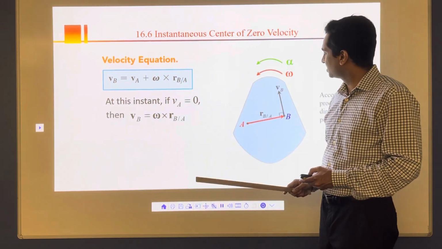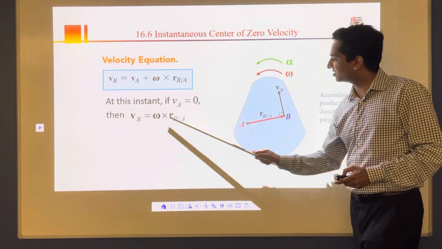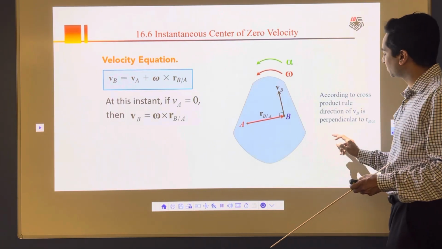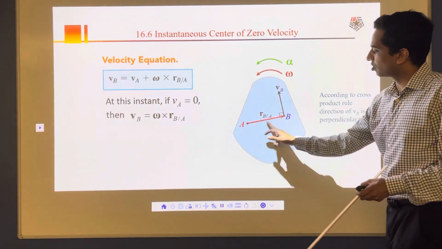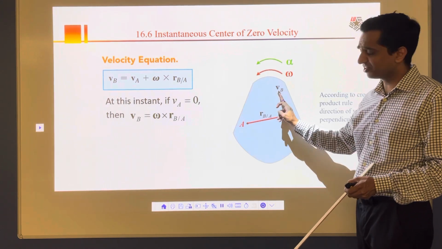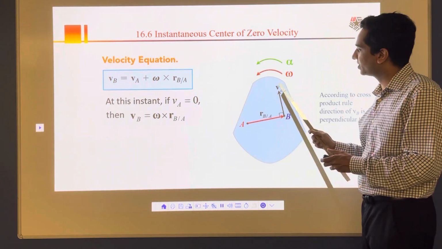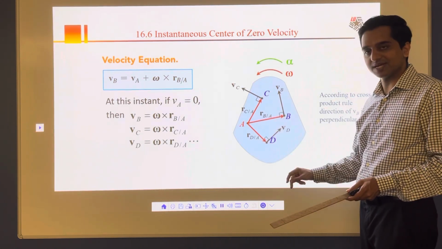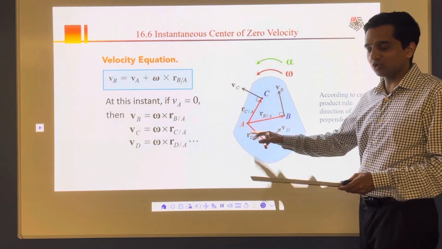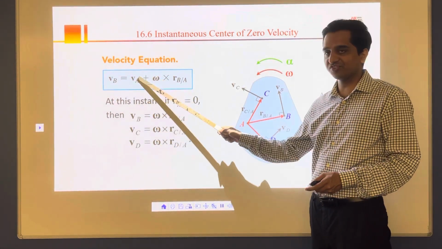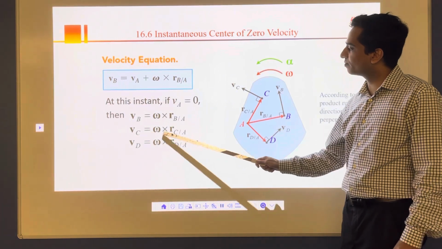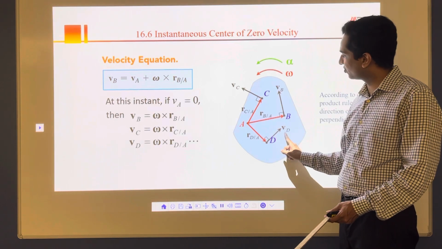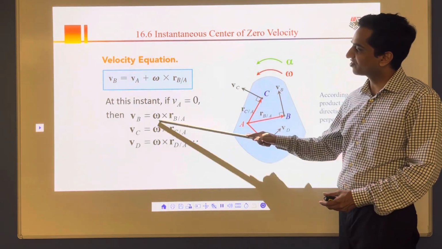Now, let's assume that this VB here, I can rewrite it like this. It is going to be perpendicular. So here, according to the cross product rule, the direction of VB is going to be always perpendicular to RB by A. It means that VB will be going in this direction. So I'm going to have that perpendicular VB here. Now let's say I'm going to take two more points here, point C and point D. And as this velocity of A is 0, I'm going to apply this equation where I'll keep VA 0. And then what I get is VC is equal to omega cross RC by A and omega cross RD by A for VD and VC, and that's what I'm going to write.